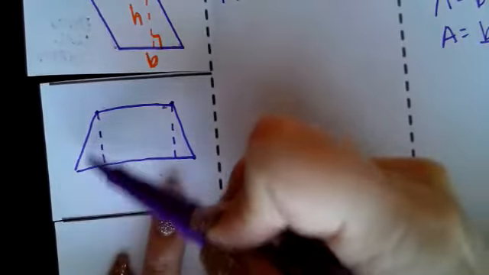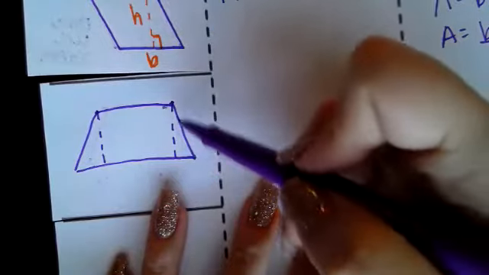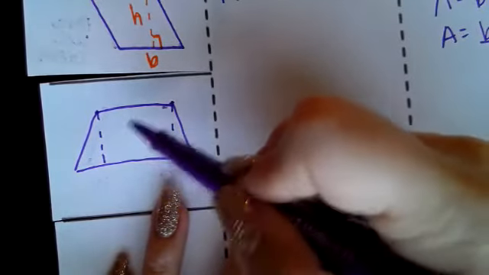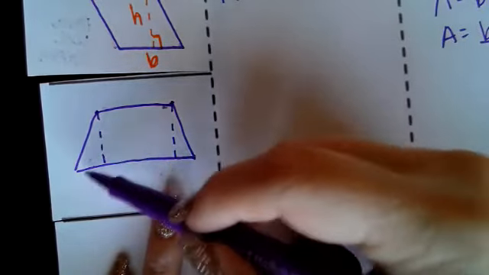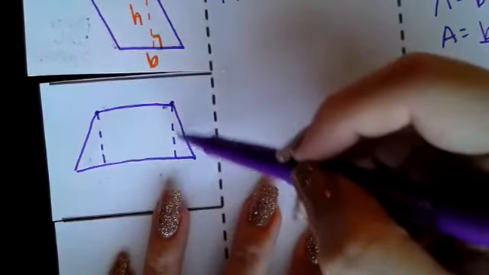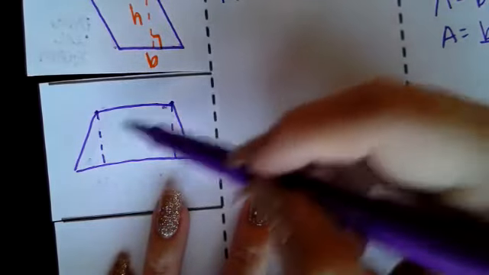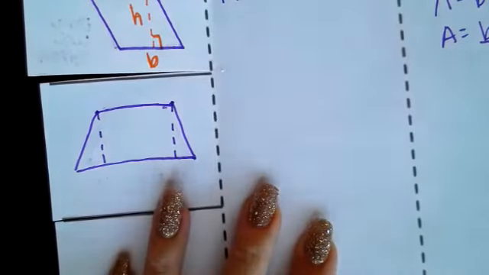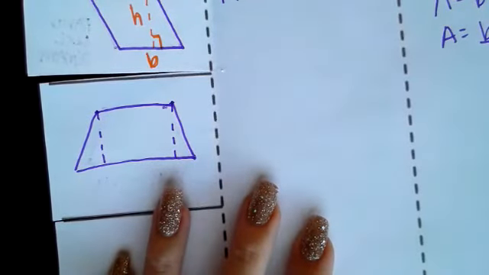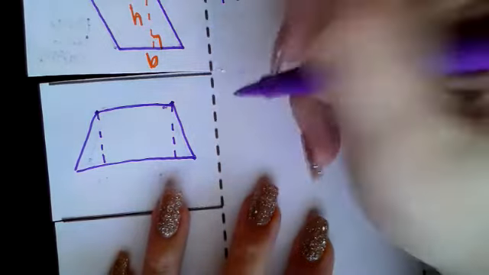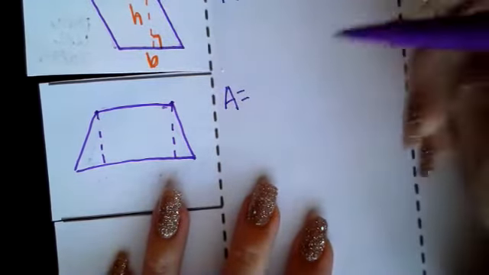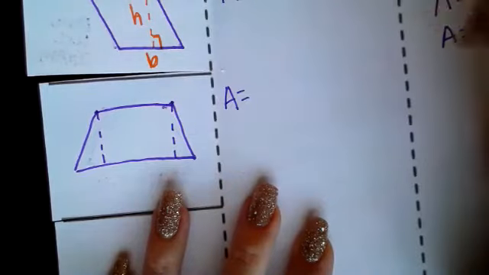It splits itself into two triangles and a rectangle here. So we could find the area of this triangle, find the area of this triangle, and then add it to the area of this rectangle to find the total area of a trapezoid. But thankfully there's a formula that does all that work for us. I'm going to write the formula down, and then we'll go over where the parts are on the trapezoid.